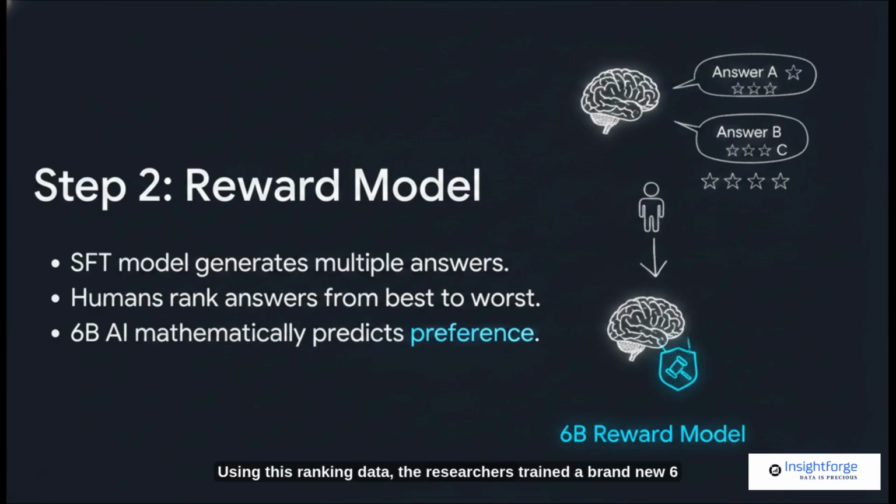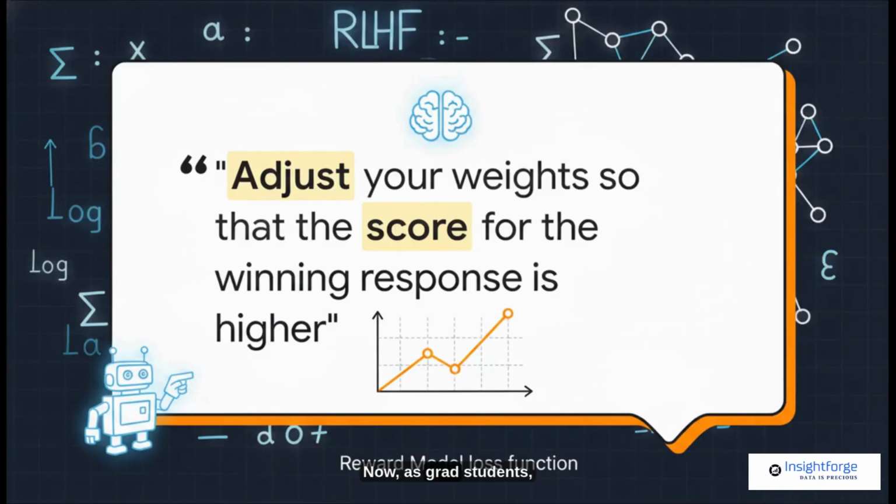Using this ranking data, the researchers trained a brand new 6 billion parameter AI model just to mathematically predict human preference. They essentially built an automated digital judge that perfectly mimics human taste. Now, as grad students, you are absolutely going to encounter a lot of equations in papers.